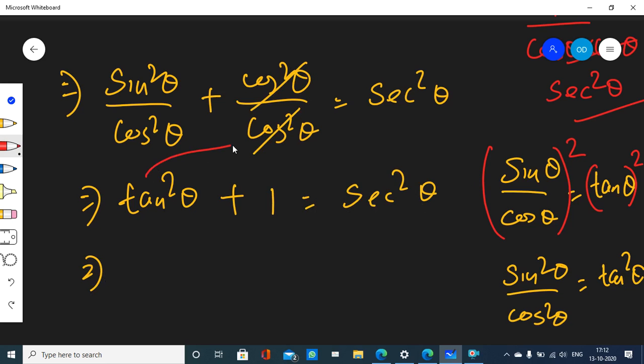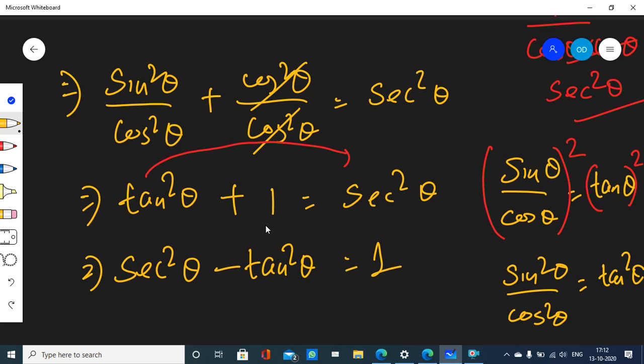Well, if I bring this tan square theta to this side, then sec square theta, tan square theta is plus tan square theta here. If it goes to the other side, it will become minus tan square theta. That's what happens: the equation is equal to 1, right? 1 is left over. Yes, sir. So proved. So this is another way of proving this.